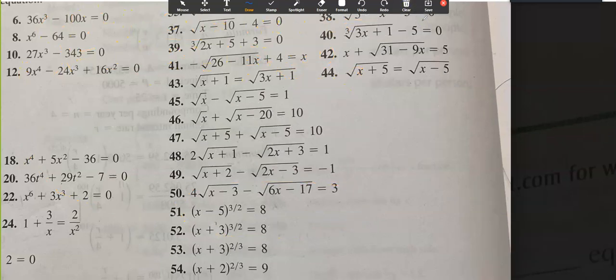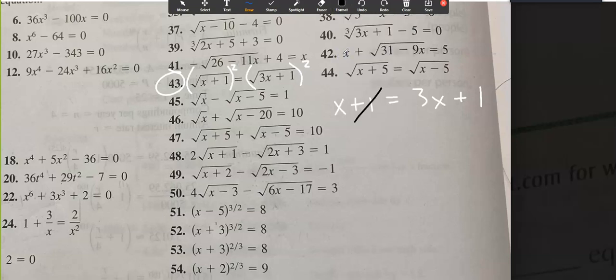Okay, so 44. Actually, I got that wrong. Next one's actually 43, not 44. 43, okay. My bad. All right, 43. Nice thing about 43 is there's radicals on both sides already, so we can square both sides. And what happens? It's just x plus 1 equals 3x plus 1. That's a lot easier, isn't it?